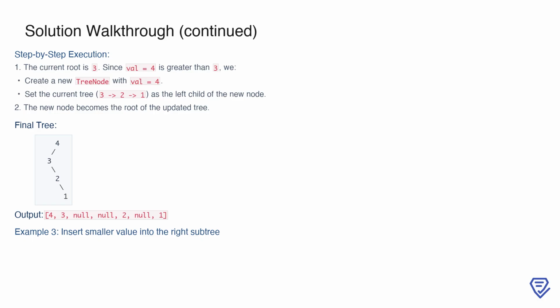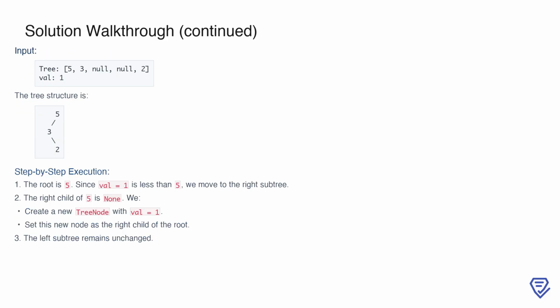Here, the root value is 3, and the new value to insert, 4, is greater than the root. According to the rules of a maximum binary tree, the new value becomes the new root. To achieve this, we create a new node with value 4 and assign the entire existing tree, starting from the original root of 3, as the left child of the new root. This ensures that all values in the left subtree remain smaller than the new root. The resulting tree now starts with 4 at the root, with the original tree structure shifted to its left.